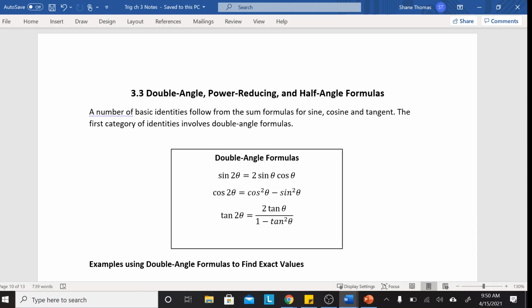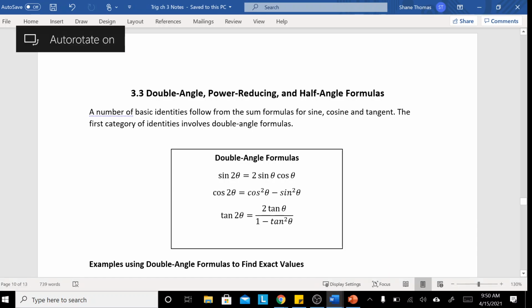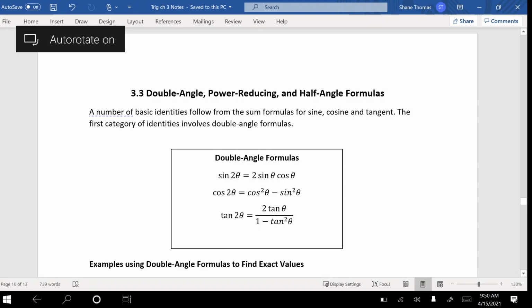All right, so a number of basic identities follow the sum formulas for sine, cosine, and tangent. Sorry, that's what we did, the sum and difference. Today's the one, double and one half. For this one, the first category of identities involves double angle formulas. So the double angle formulas are as shown. Now be careful when you look at that.